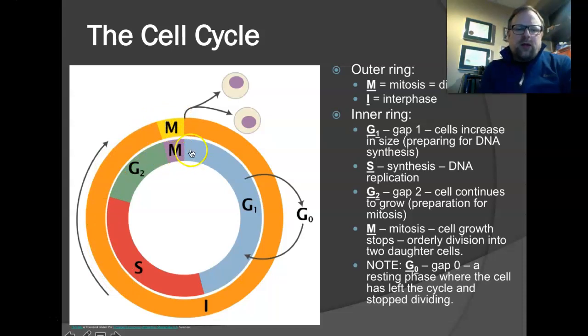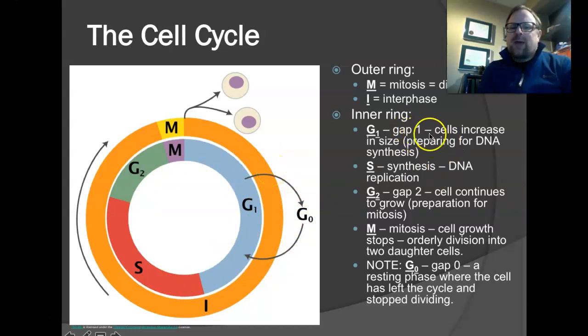The inner ring we've subdivided even more. We still have our mitosis and cytokinesis right at the end of that, but we're going to spend time in G1, S, and G2. And then I've put G0 here as well, and we'll talk about what that means in a second.